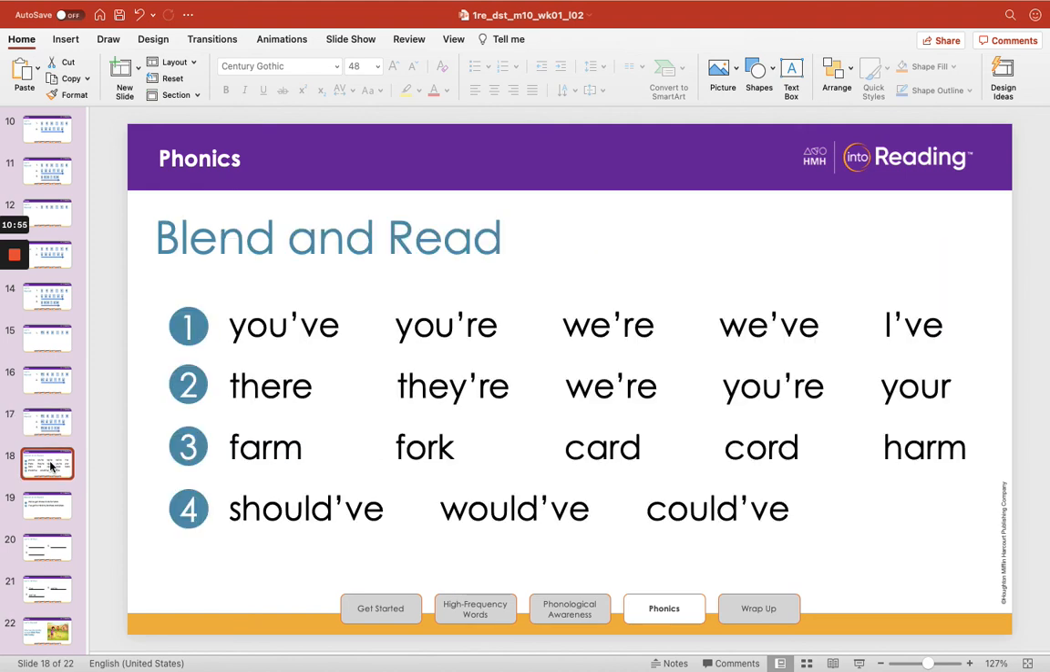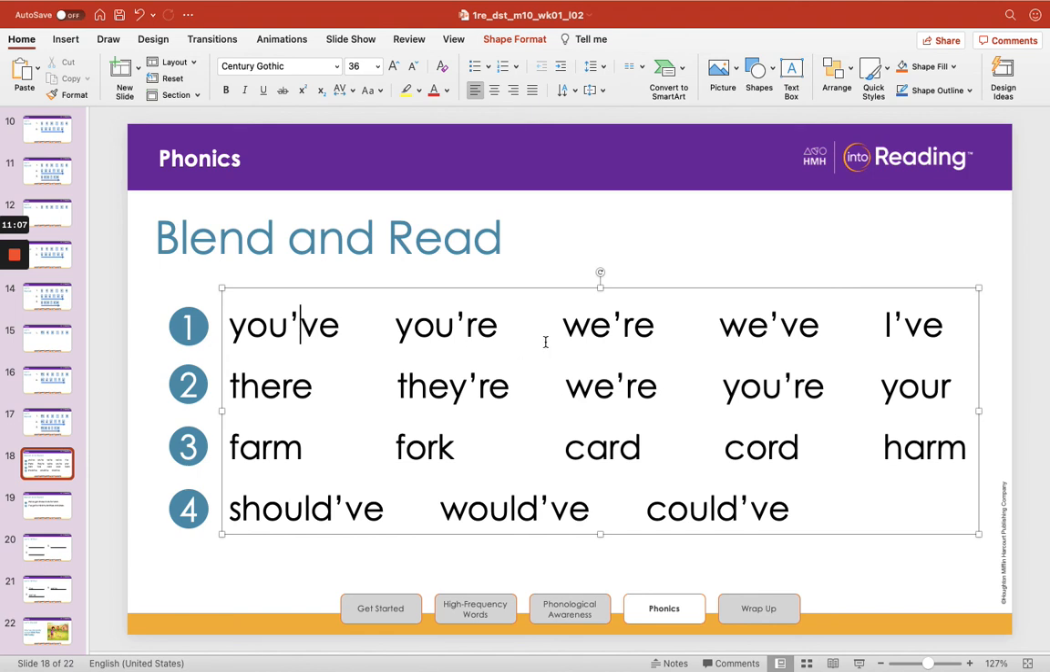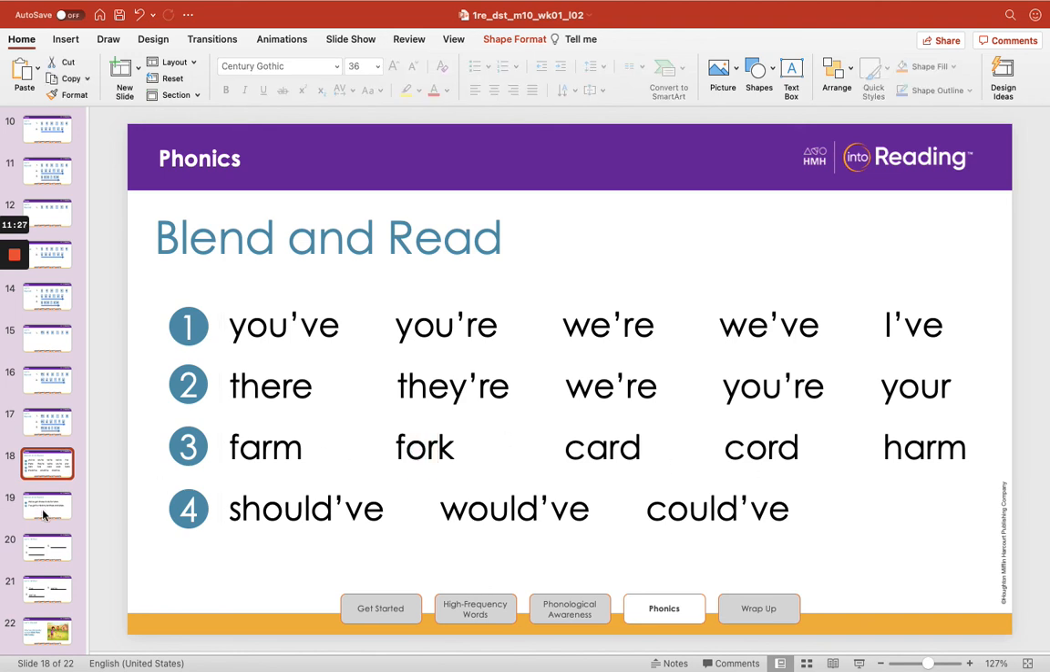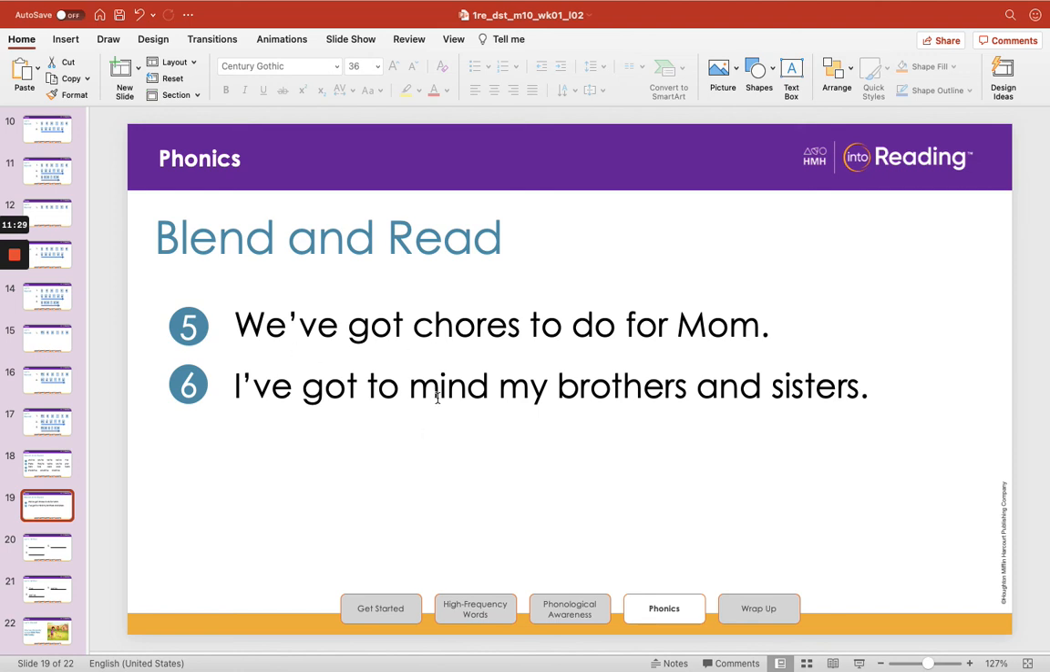Okay, so attached to this Google Classroom assignment is your blend and read. I want you to practice blending and reading these contractions. Look at where the apostrophe is. That tells me when I see these words right here with an apostrophe that this is a contraction. It's a word that stands for two words. And then we have some R-controlled vowels. Remember, AR says R. OR says OR. Practice blending and reading those, and then blending and reading these sentences.